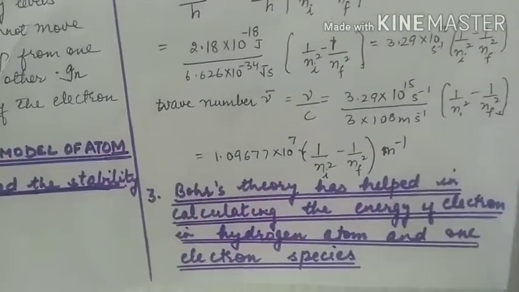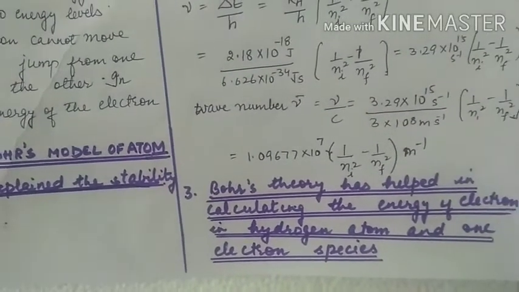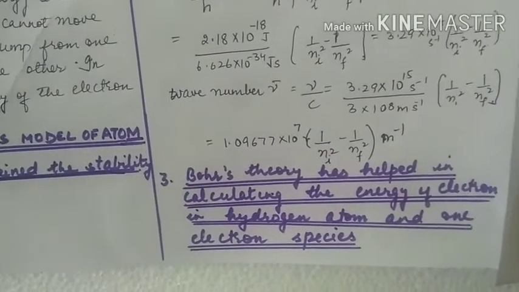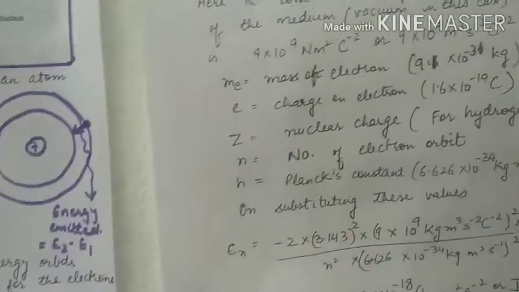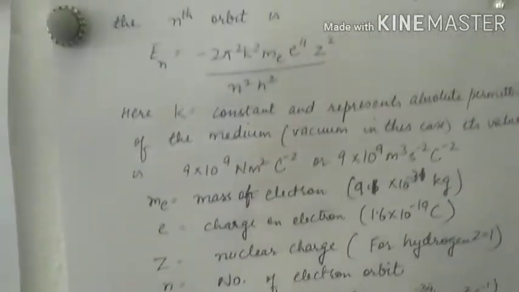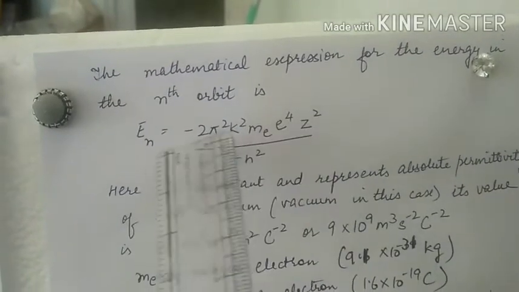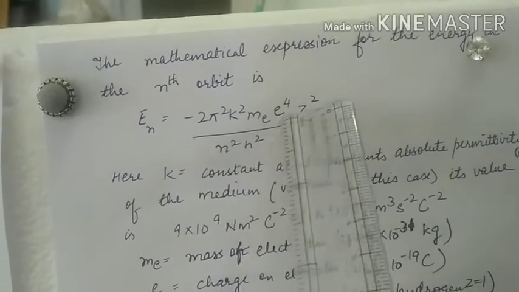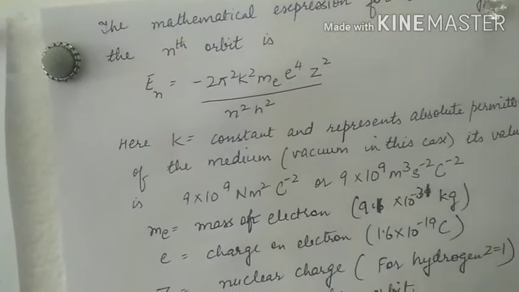The third achievement is that Bohr's theory has helped in calculating the energy of the electron in hydrogen atom and one-electron species. So let us calculate the energy of the electron. The mathematical expression for energy in the nth orbit is En is equal to minus 2 pi square k square me e to the power 4 into z square upon n square h square.